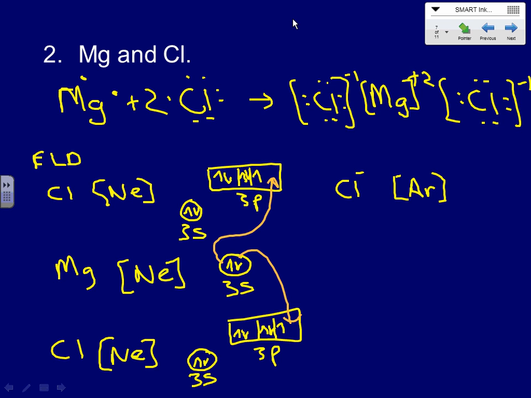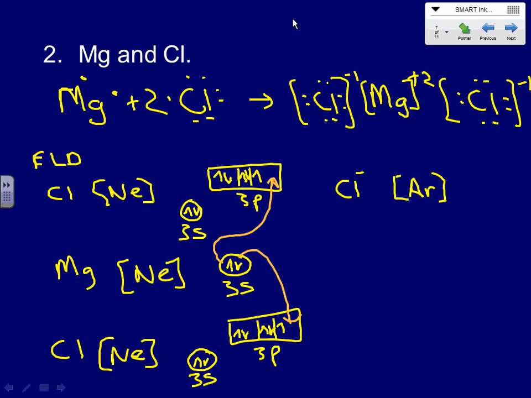Yep. Because if you use the square bracket, it's like you're going up to the noble gas, right? When you see the one that's next to it, it means it's isoelectronic to it. Yes. It's the whole thing. That's what it is.